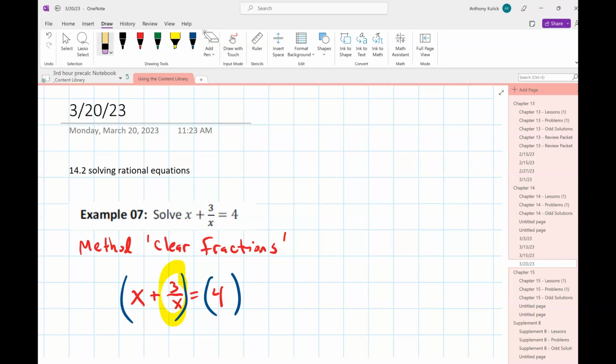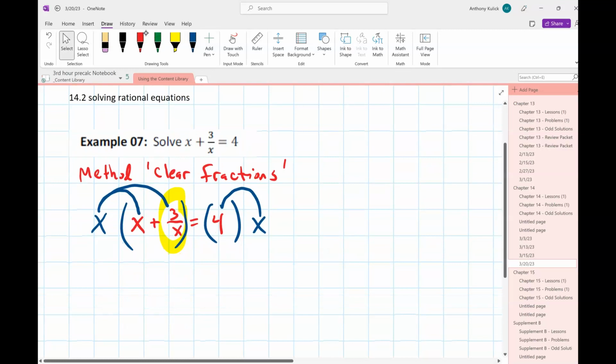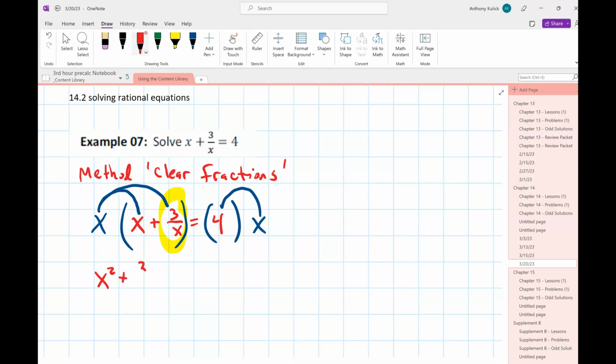Just x. So we'll multiply both sides by x. And I notice that when I multiply x to 3 over x, I get 3x over x. So the x's just cancel out.